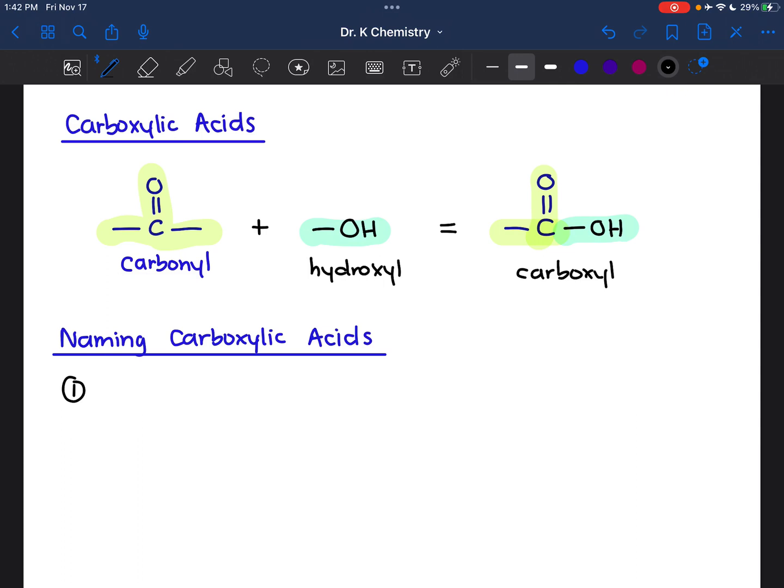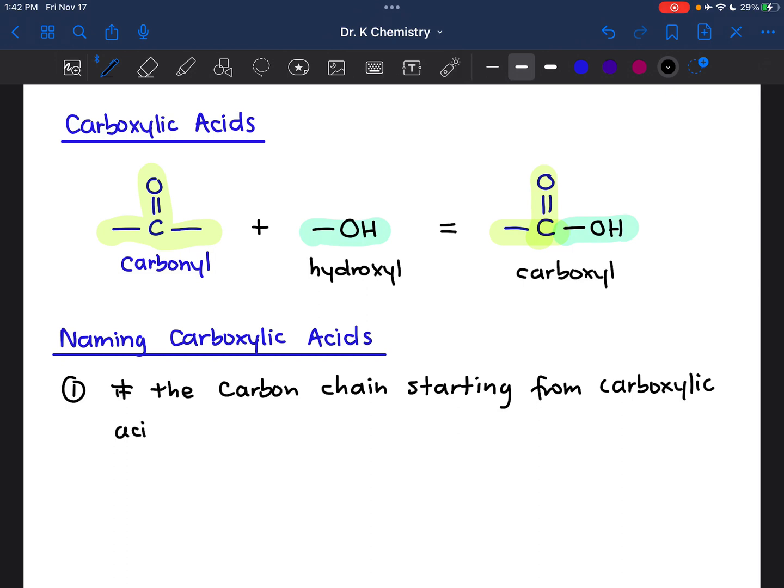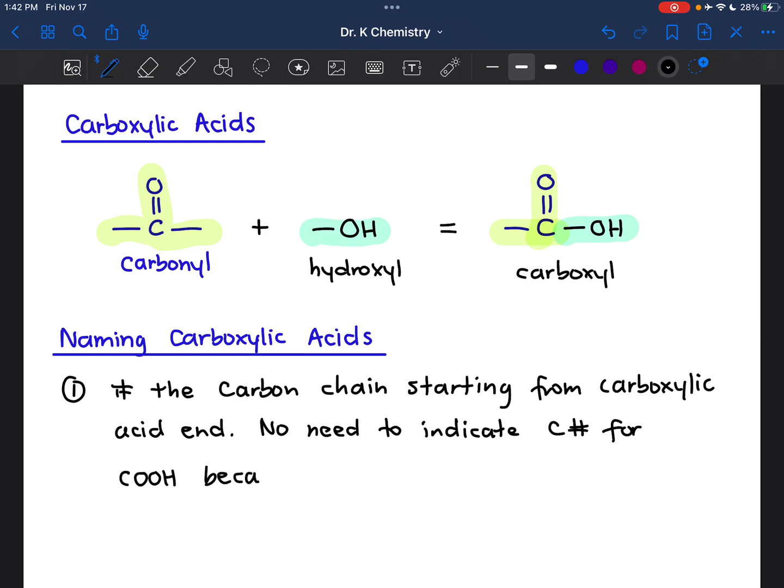In terms of naming, the carboxyl group will have the absolute highest priority. And we're going to number the carbon chain starting from the carboxylic acid end. And just like with aldehydes, where the aldehyde always had the carbon 1 because it was at the end of the chain, the same sort of thing is going to happen with carboxylic acid. So there is no need to indicate the carbon number for the carboxylic acid because it's always 1.